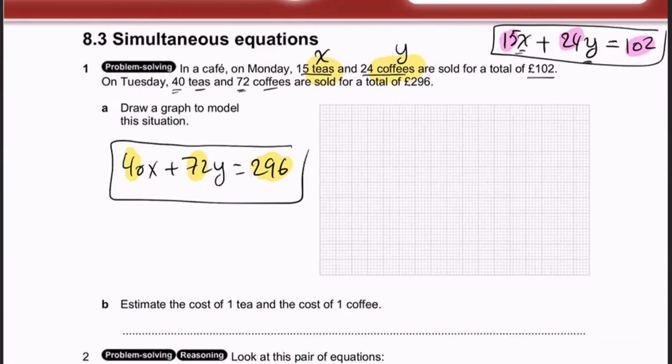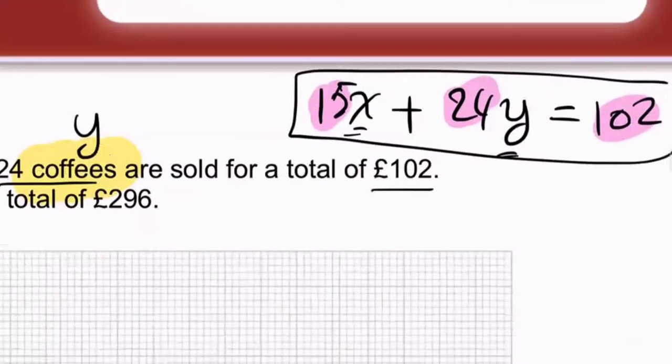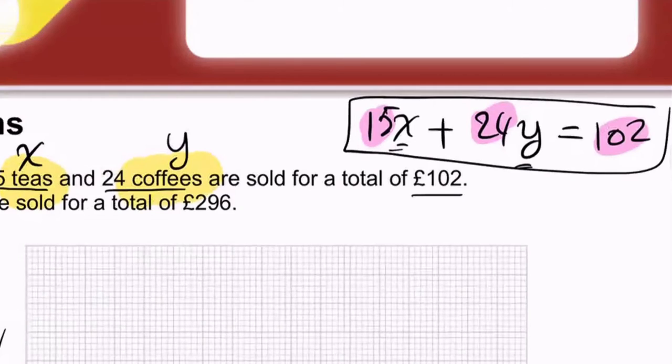Okay, so let us test. Now, the 15 and 24, is there any common factor between 15 and 24? Yes, 3. And 102, is 102 divisible by 3 or not? So don't bother yourself also. Go on your calculator, type 102 over 3, you will find it divisible by 3. Okay, so we can divide by 3 firstly. So it is 5x plus 8y equals 34.